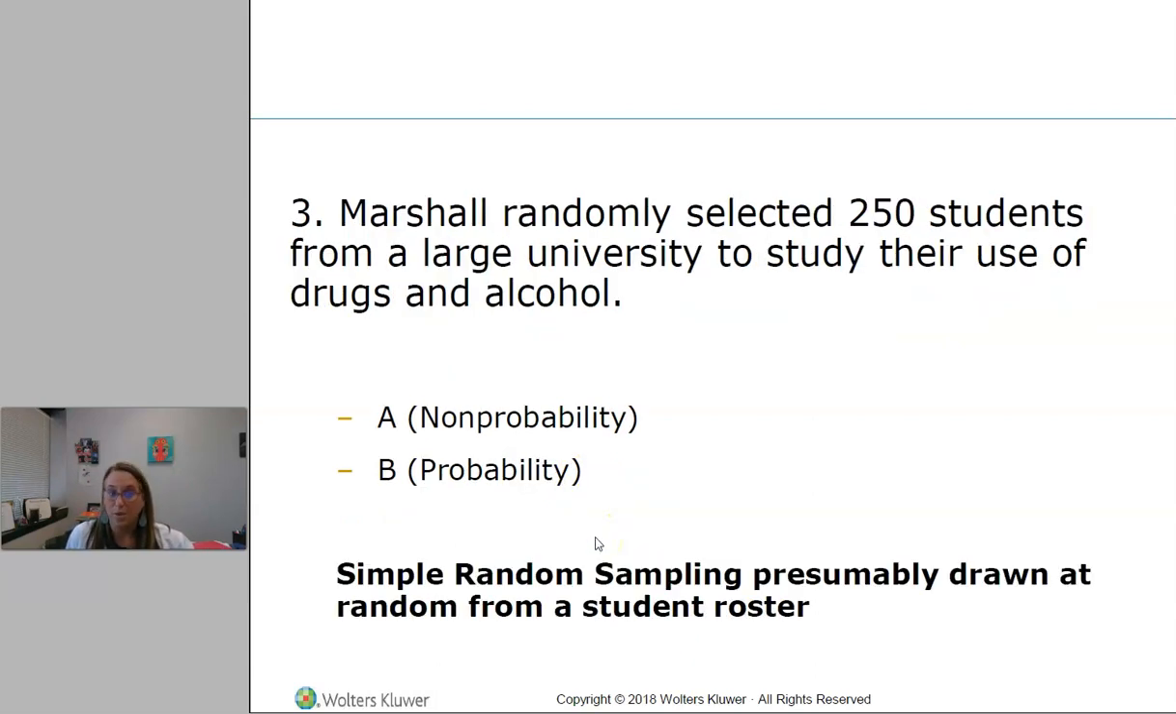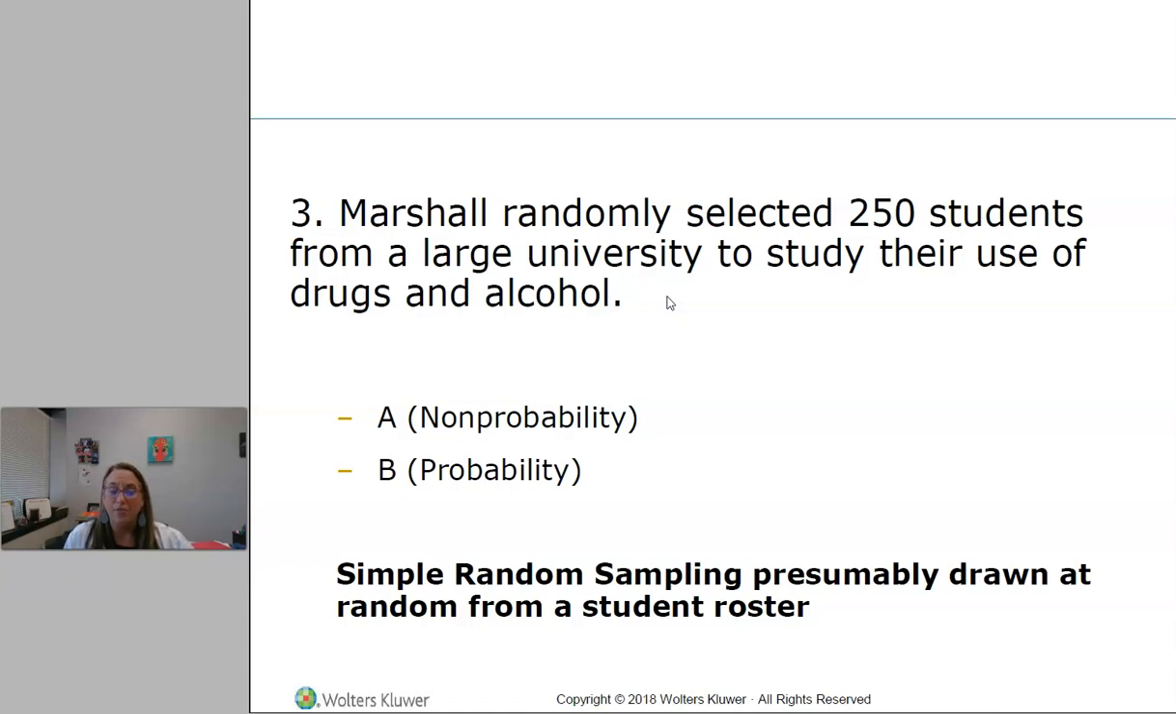Okay, this is our last one, which I told you the answer. Marshall randomly selected 250 students from a big university to study their use of drugs and alcohol. So we know first they give us the word random. Okay, so they're proud of that. That's good. That means it's random or probability sampling. And basically, they don't tell us anything about quota. They don't tell us anything about strata. So this is just simple random sampling.